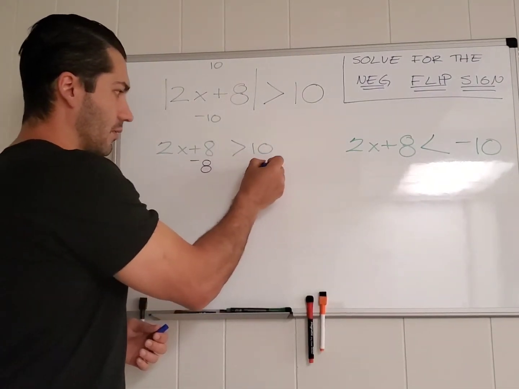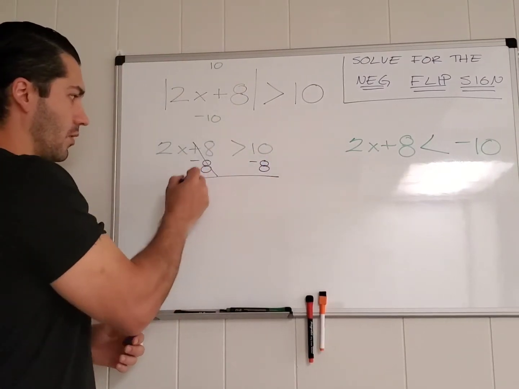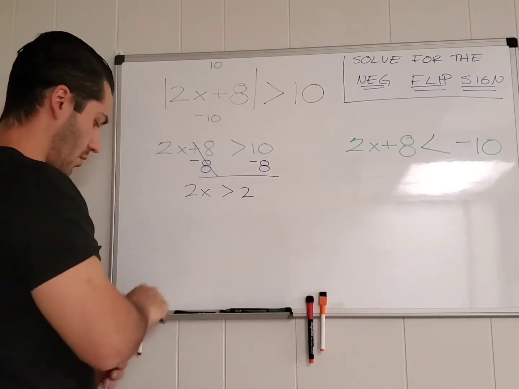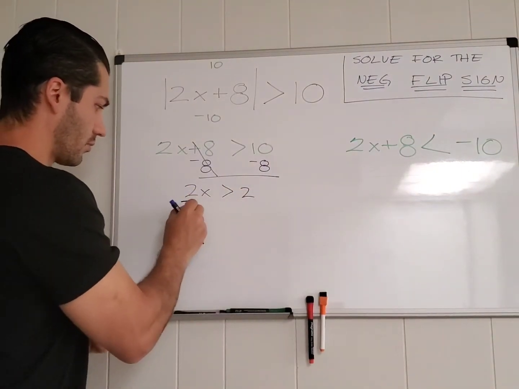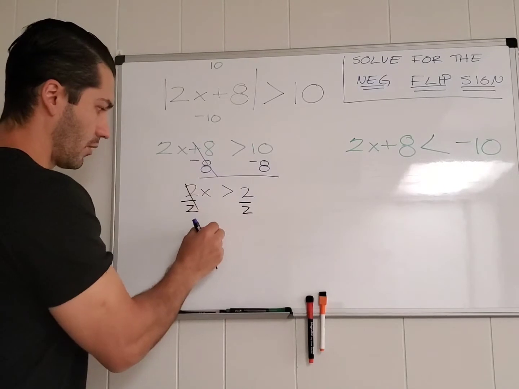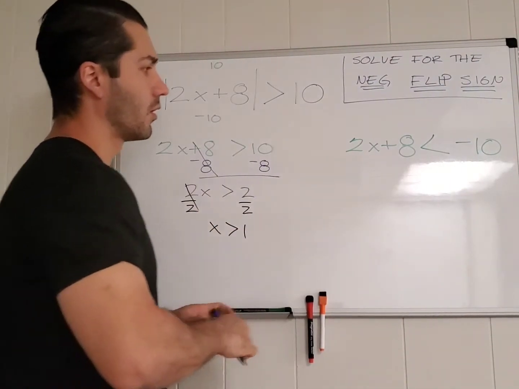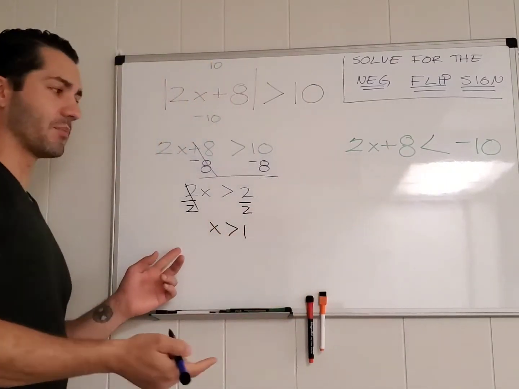Minus 8, minus 8. 2x is greater than 2. We divide by 2. Divide by 2. X is greater than 1. Great. Grand. Wonderful. It's going to be the exact same steps here, guys.